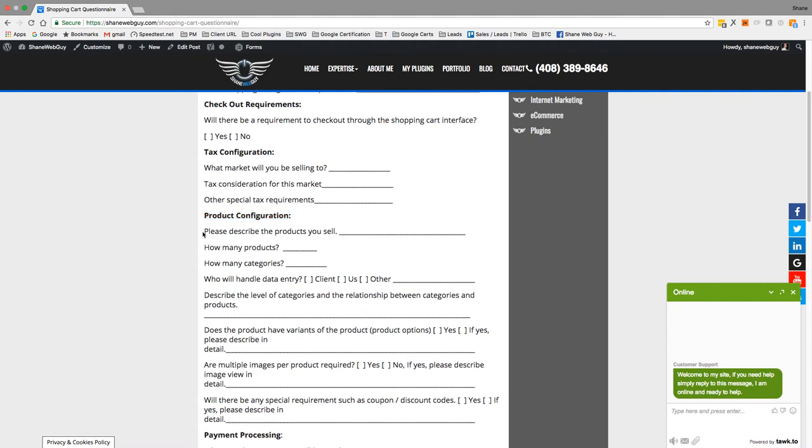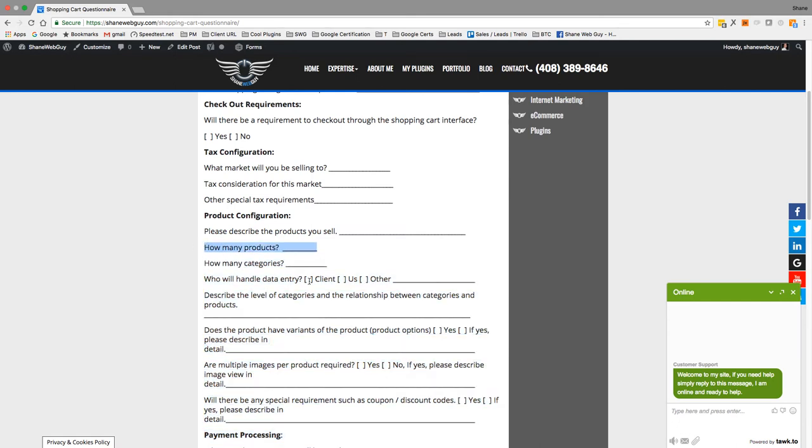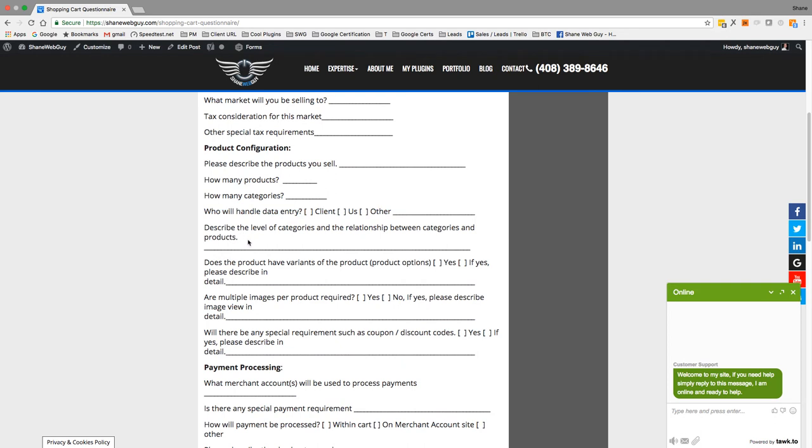This can be complicated. So, starting off, you want to describe the products you sell, how many products, how many categories. Understand who will handle the data entry, whether it's the client, if I'm responsible, or the agency's responsible. Describing the level of categories, so two or three levels of categories, and the relationship between categories and products. So in this case, you'd want to list down the categories and any subcategories, and just describe the relationship those categories have to the products. Can products have multiple categories? Can they be listed into categories as well as subcategories?